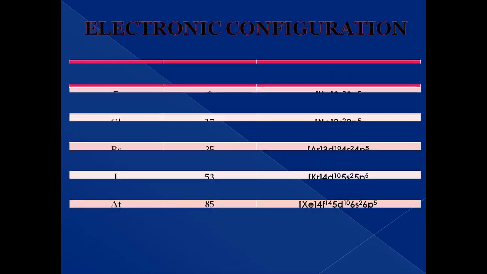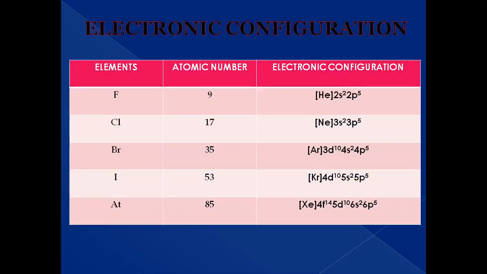Coming to the electronic configuration, this is how we can write the electronic configuration of these elements. Fluorine has an electronic configuration of 1s2 2s2 2p5, which can be written as He 2s2 2p5, since 1s2 is the helium configuration. Chlorine is 1s2 2s2 2p6 3s2 3p5. So 1s2 2s2 2p6, which is the configuration of neon, we can write in brief as Ne 3s2 3p5. Similarly, we can go for bromine, iodine, and astatine by writing in brief using the noble gas configuration.